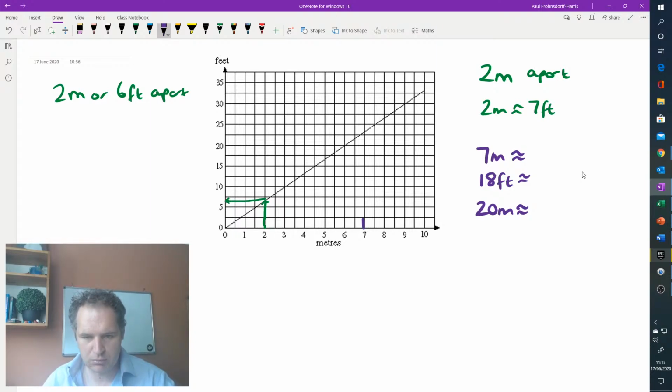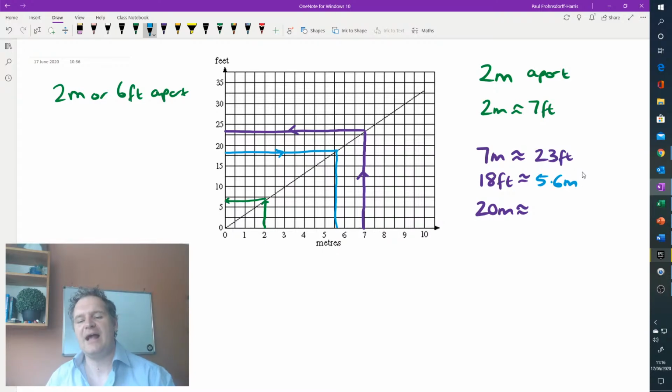7 metres. So we've got our arrows to show which direction we read from, and I think that's about 23. So 7 metres is about 23 feet. 18 feet. We're going to go the other way. We're going to use blue for 18, and put a little arrow to show where we've gone. And it's about 5.6 metres. And then 20 metres.